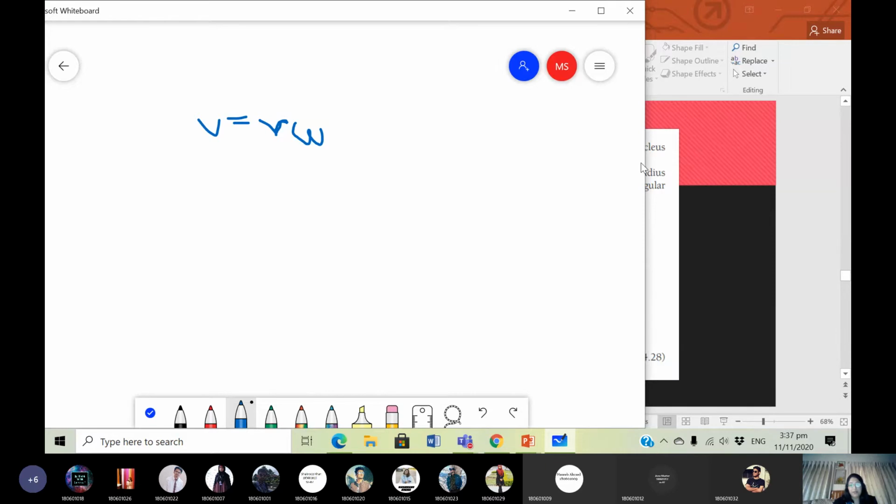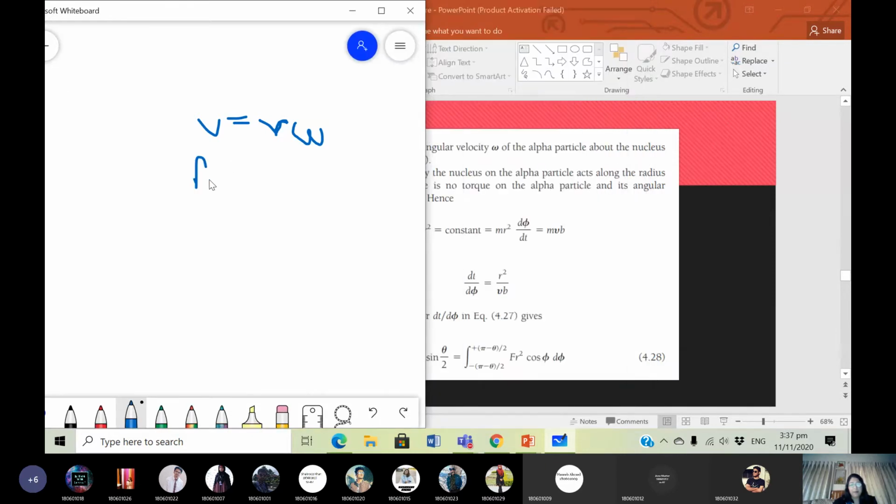So here m r square omega will be equal to what? It will be equal to m r times v. This is equal to angular momentum, as equals mvr. So m and v, and what is our r here? R is b, right? It's the impact parameter.